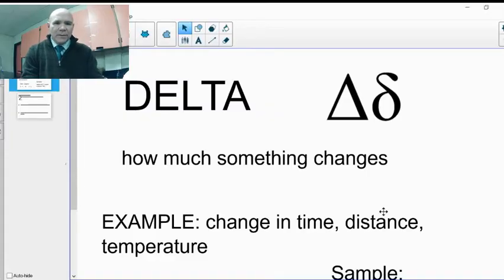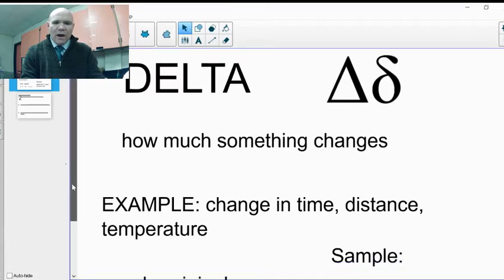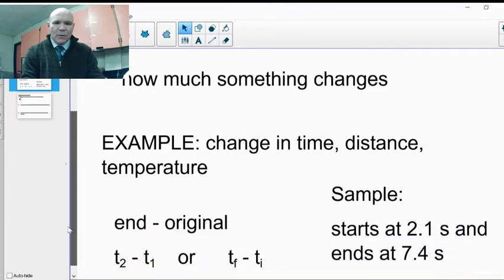Okay, in this brief video, we're going to talk about delta. Delta is a letter of the Greek alphabet. We get an uppercase delta that looks like a triangle, and we have a lowercase delta, which looks like a written letter S. And really, all it means is it's just a symbol to say, how much did something change? An example we can use is how much did the time change, or the distance, or the temperature?